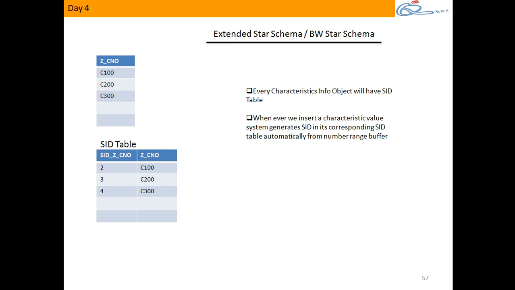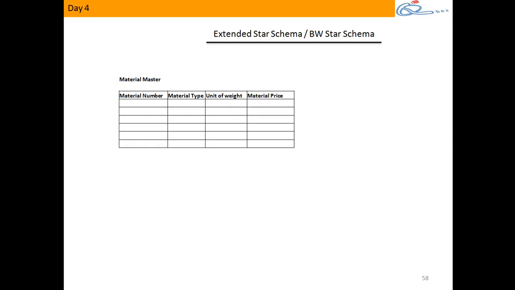So SID will only be generated for the primary key? No, did I say that? What did I say? For every characteristic info object, it will have a SID table. I never said primary key or anything. You can take customer name, even that will have a SID table because customer name is also a characteristic info object. I never said that. I'll clarify, I know your doubt.